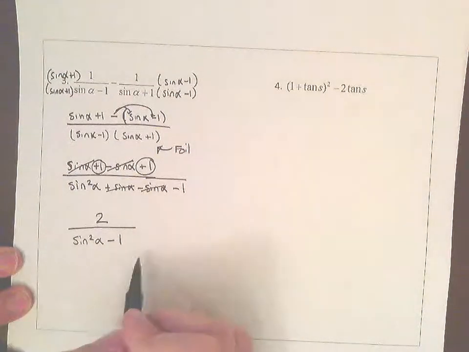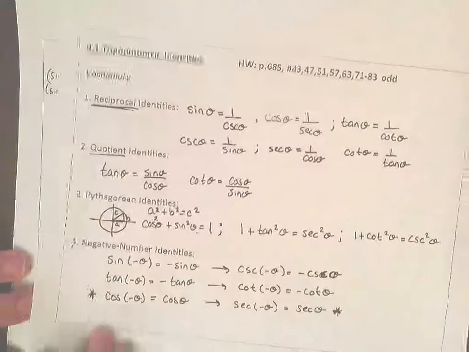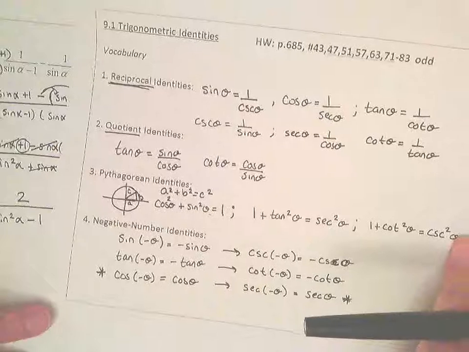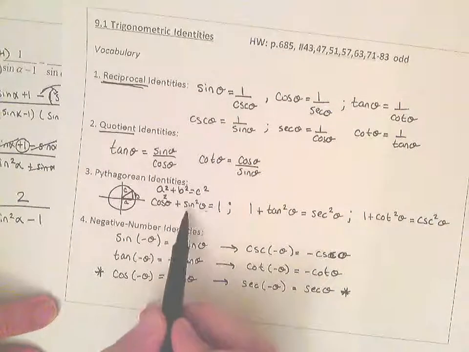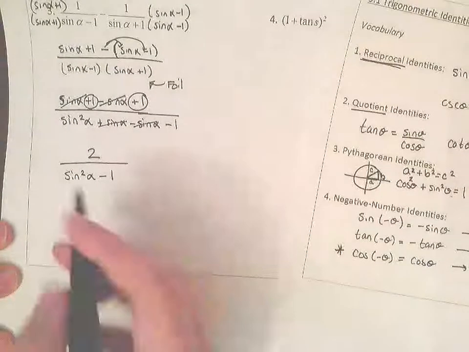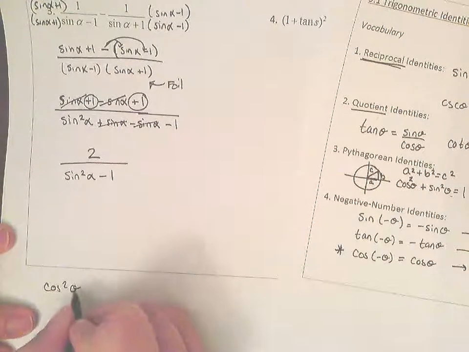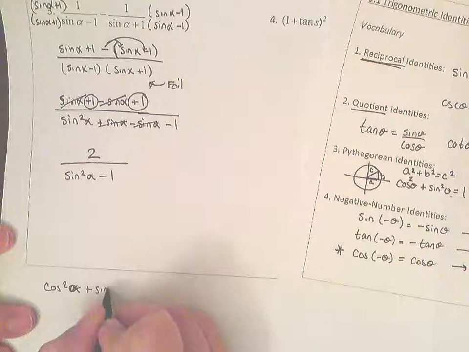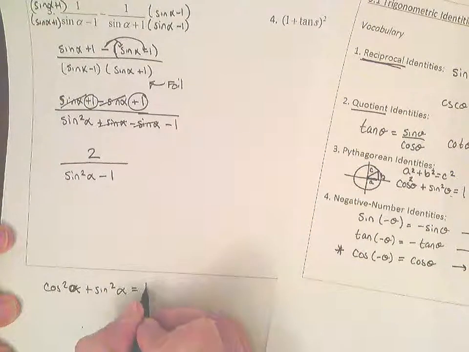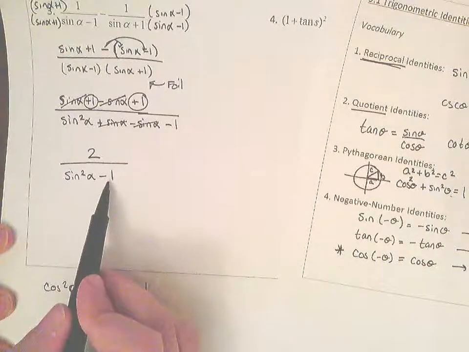Now I could attempt to stop here, but I know that this looks familiar. This looks like the Pythagorean identities because I have a squared and a 1. So I'm just going to bring back my identities and I'm going to see where do I have sine squared of alpha. And it's obvious that I have sine squared of alpha in this first identity. So I'm going to do a little side job down here. So I know that cosine squared of alpha plus sine squared of alpha equals 1. But here I have sine squared of alpha minus 1.